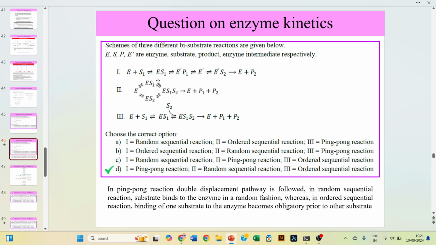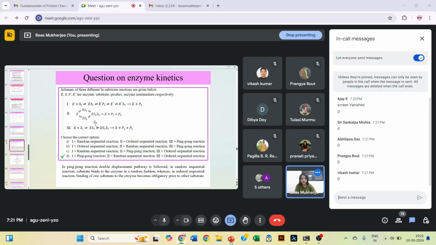Now we come to this one. It is very clear from here that this has to be your random sequential interaction, right? And this one is your ordered sequential interaction that is happening. So at the same time, S1 and S2 are bound on the same enzyme and we are getting two different products. So if whatever I have told you, and the voice is not audible once again.